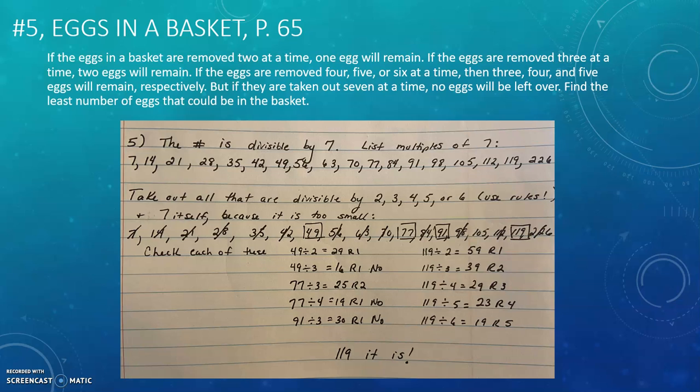Finally, when I try 119, all the criteria fit. When I divide by 2, I get 59 remainder 1. When I divide by 3, I get 39 remainder 2. When I divide by 4, I get 29 remainder 3. When I divide by 5, I get 23 remainder 4. And when I divide by 6, I get 19 remainder 5. So 119 it is.